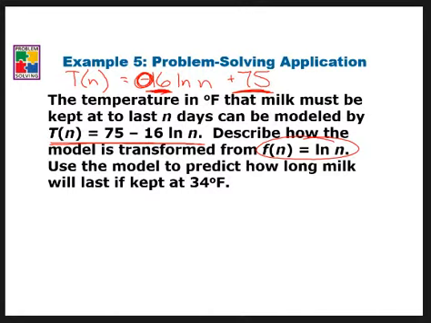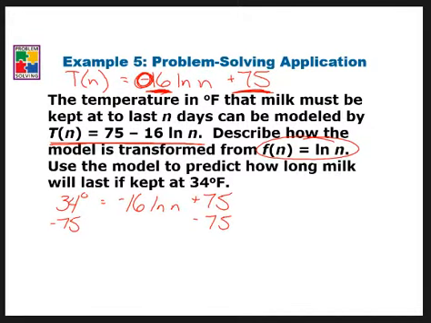Now it says use the model to predict how long milk will last if kept at 34 degrees Fahrenheit. Well, 34 would be my number that goes out there. I guess you don't really have to write the temperature sign with it, but I did. So it looks something like this. What we're basically going to do is solve for n, if we want to figure out the number of days that it can be kept at 34 degrees. So I would subtract 75 from both sides.